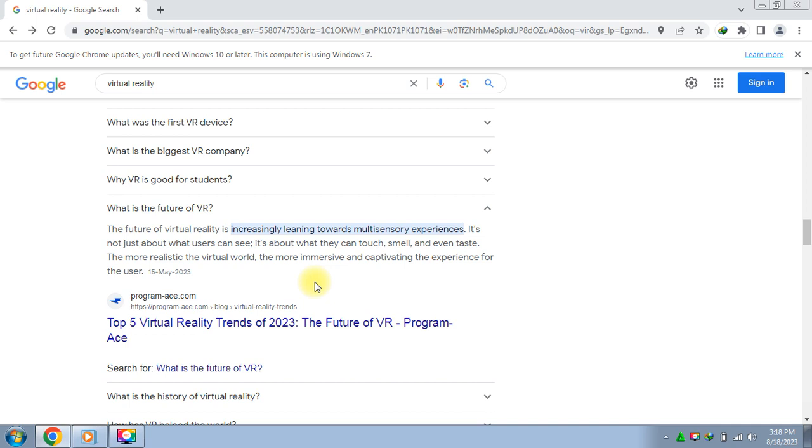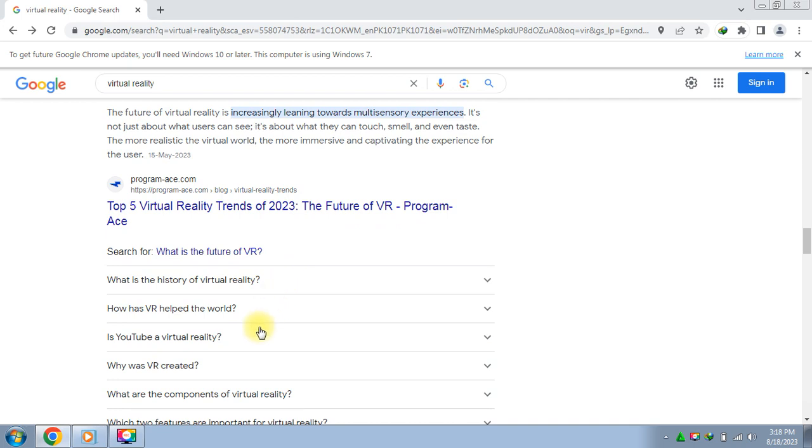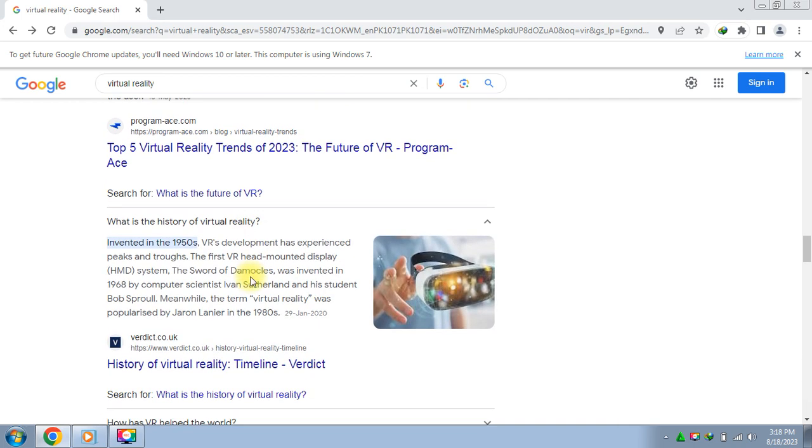Another question is, what is the history of virtual reality? Virtual reality was invented in the 1950s. VR was developed, leading to the first VR head-mounted display, the HMD system. The Sword of Damocles was invented in 1968 by this scientist.